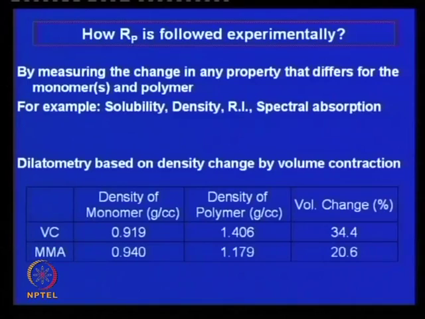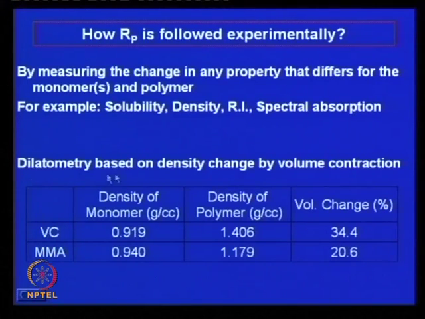Another way, if you do not have any sophisticated instrument, this is the simplest way available to you in the laboratory. You can evaluate the rate of polymerization of that particular monomer. Or if you have some instrument like UV or other spectroscopic instruments, with the help of those you can also evaluate the rate.